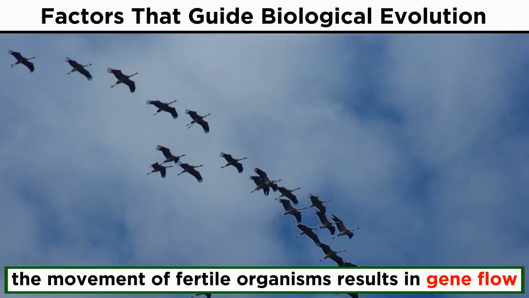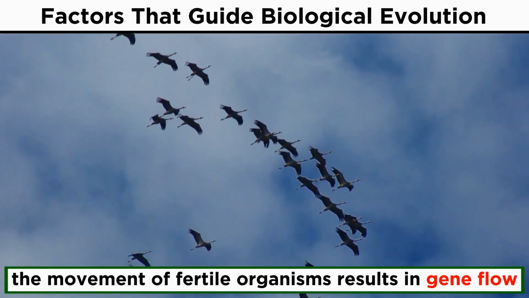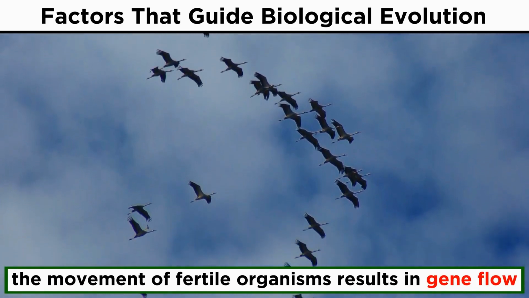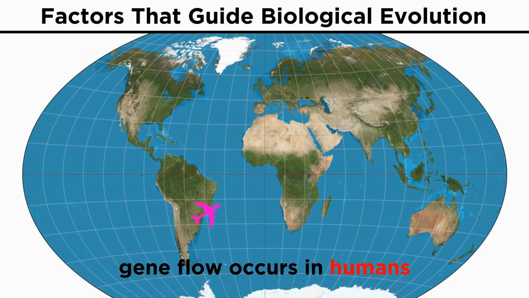Gene flow, on the other hand, occurs because of the movement of fertile organisms. When looking at species with migratory habits, like many types of birds, alleles are transferred in or out of the gene pool as a result of this behavior. Gene flow even occurs in humans, as it has become increasingly common for people to move across the globe, so mating between members of different populations is typical, whereas it was quite rare even just a couple hundred years ago.